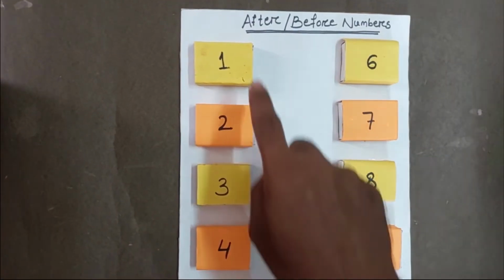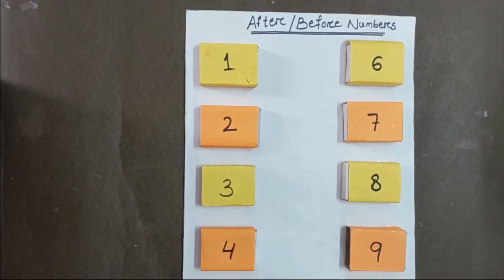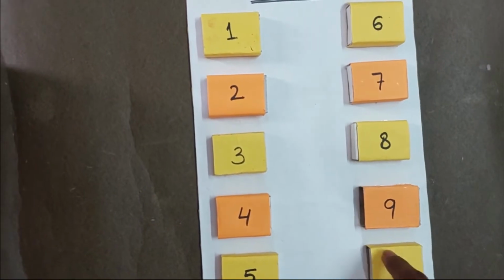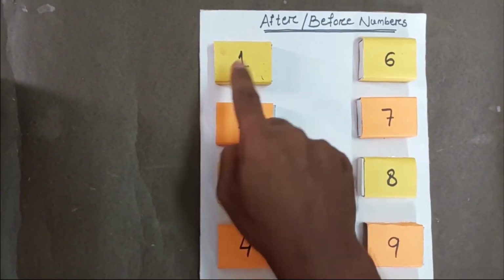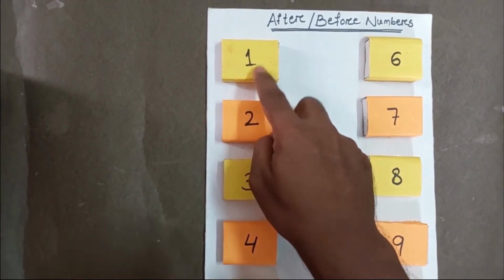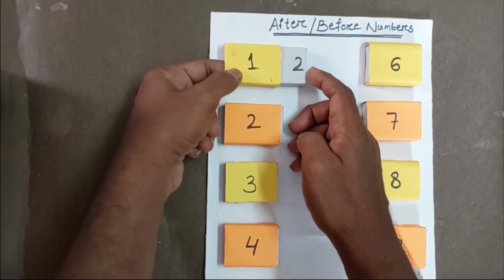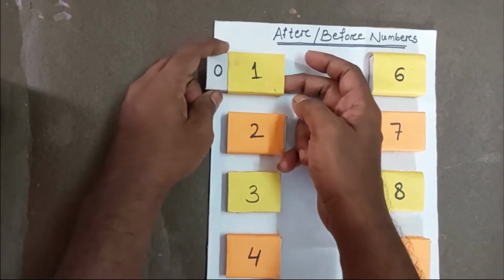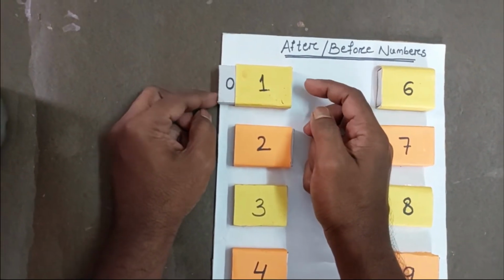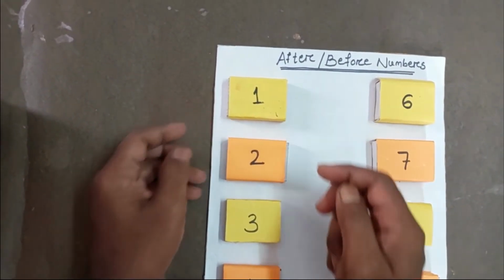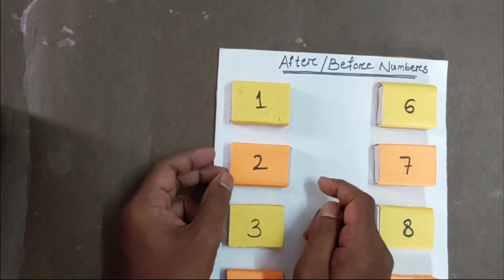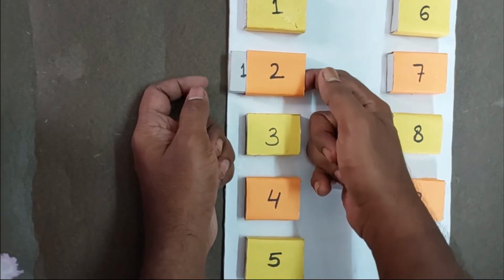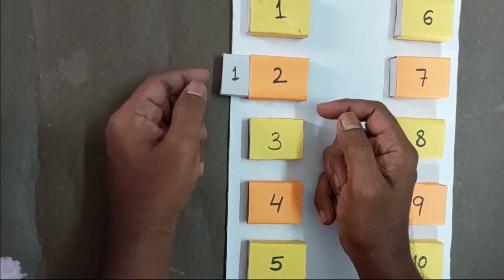There are 10 numbers: 1, 2, 3, 4, 5, 6, 7, 8, 9, 10. First we'll go for number 1. 1 after number 2 and 1 before number 0. Next we'll go to number 2. 2 after number 3 and 2 before number 1.